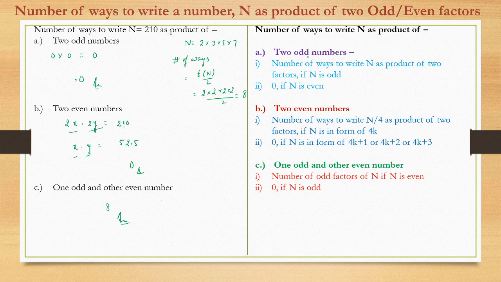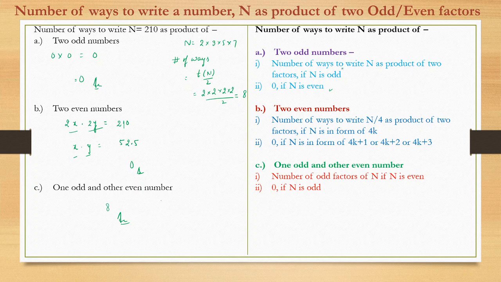Now, whatever examples we have seen, I have tried to generalize here. The number of ways to write n as a product of two odd numbers: what will it be? If n is even, then we cannot write the number as a product of two odd numbers, because two odd numbers do not multiply to give an even number. So it will be 0.